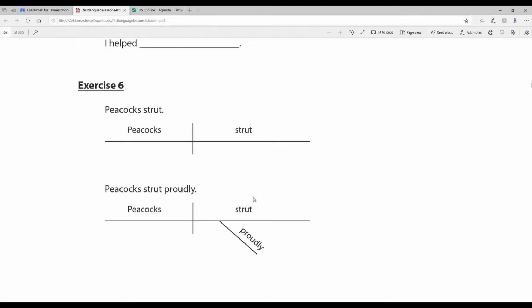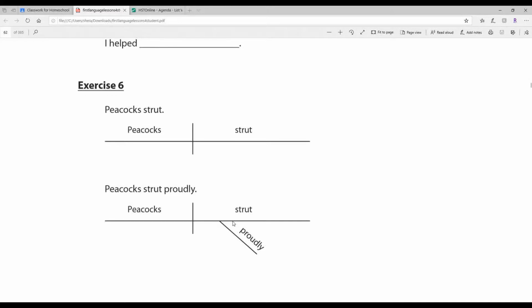All right. Peacocks strut. This is our sentence. Struts is the verb. Who or what struts? Peacocks. Now right here we have a diagram that shows how an adverb is labeled. Okay. Now, peacocks strut proudly. Okay. Proudly is an adverb that tells how the peacock struts. Okay, so that's why it's labeled under the verb that it modifies or that it describes.